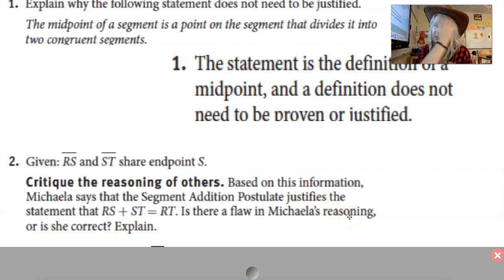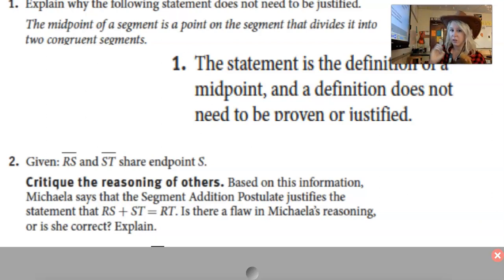Number 2 says, given that RS and ST share the endpoint S, critique the reasoning of others. Based on the information, Michelle says that the segment addition postulate justifies that RS plus ST equals RT. Is there a flaw in her reasoning, or is she correct?